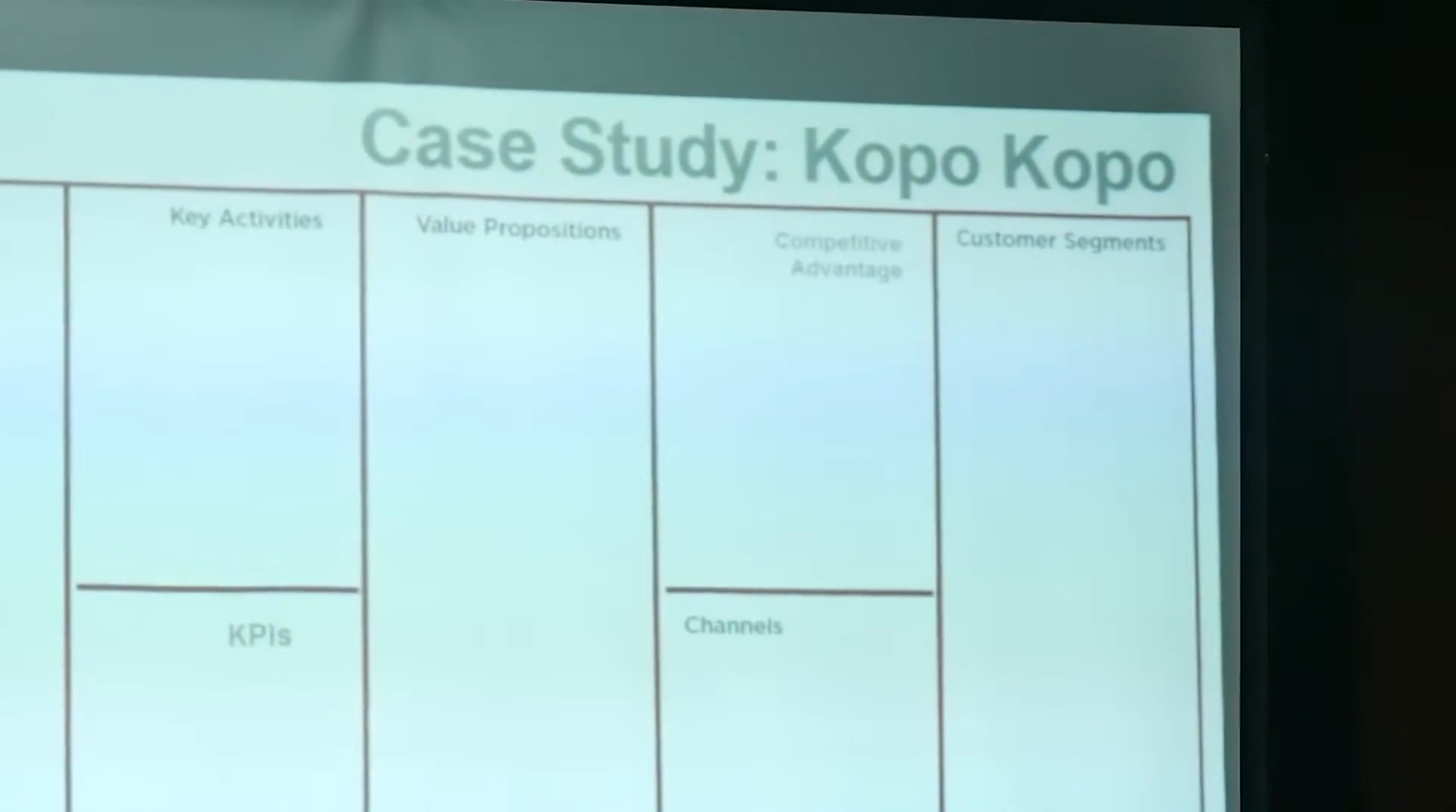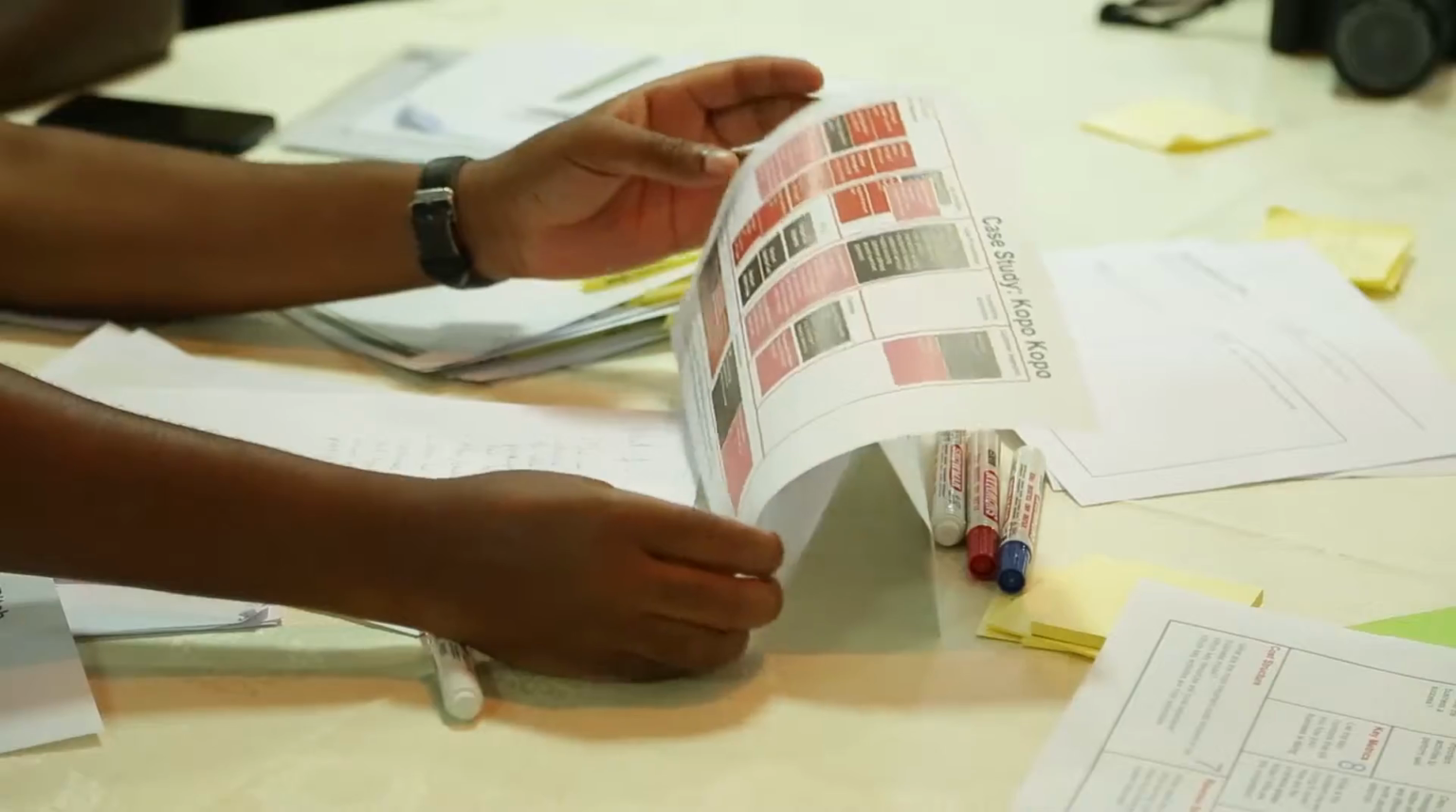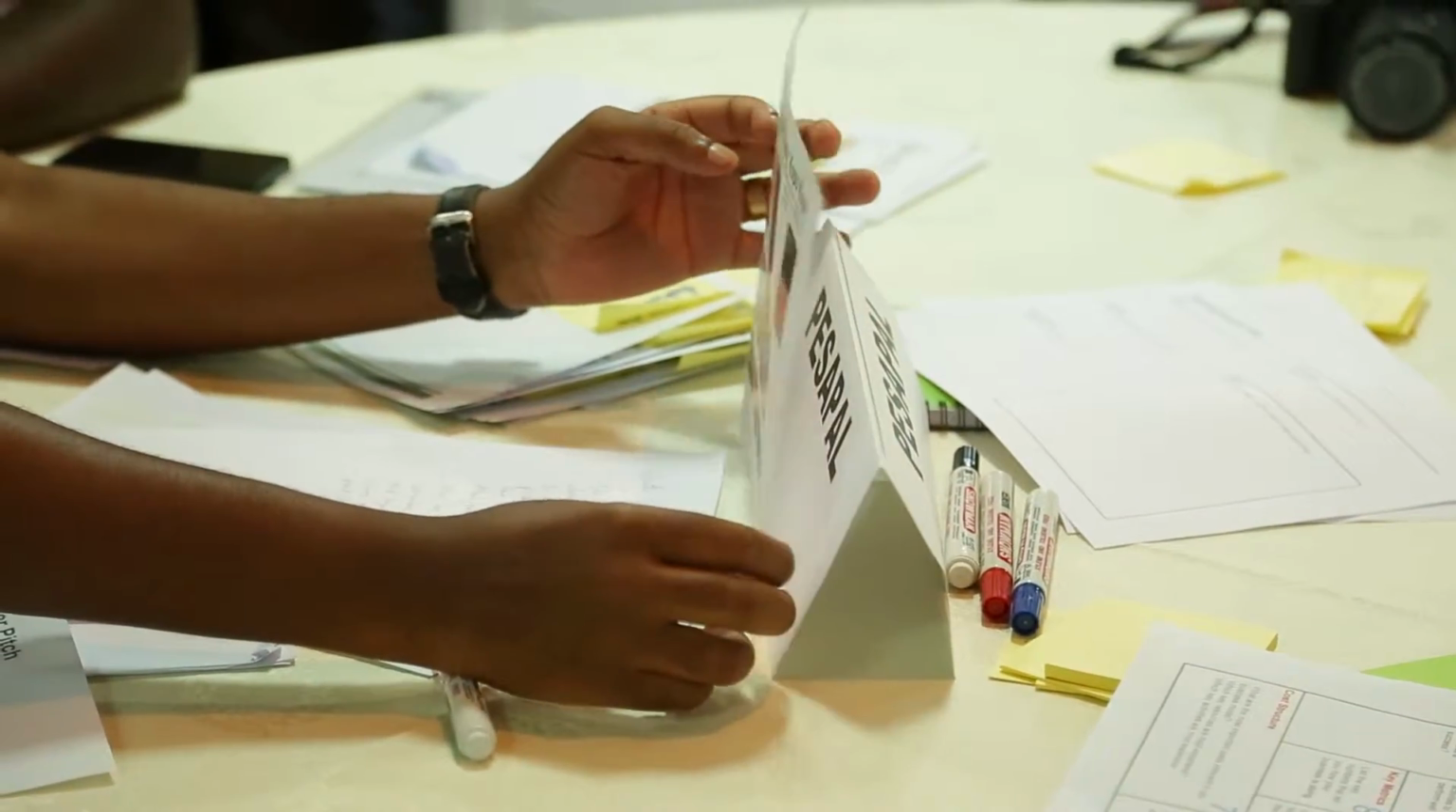So Kopo Kopo are a merchant aggregator business in Kenya, and they provide extra tools for the merchants to help them manage their business in a very light way. That's what they do. So they looked at their business and went, I think there are two segments. We need to look at the small trader merchant style businesses separately to the high value merchants, the more corporate chains. We'll need to work out different business models for them. So there's two colours because of that.